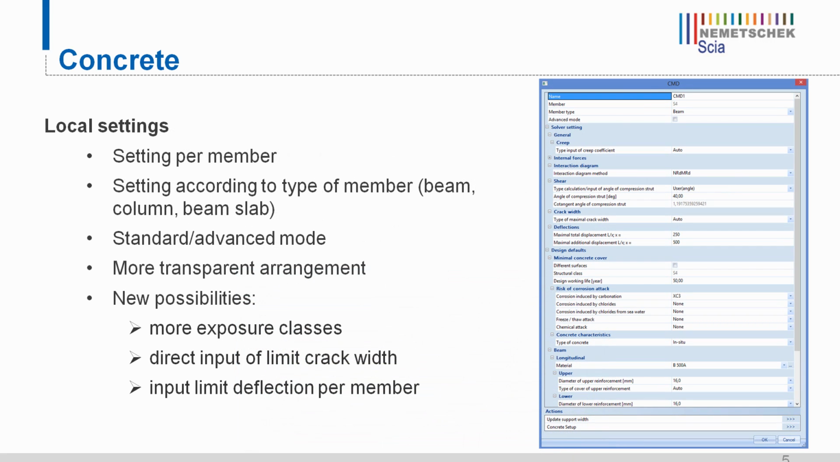You can also define some local settings, so here you can override settings per member, and they are according to the type of member, so for the beam, column or beam slab. And here you can also see this in a standard or advanced mode. So this is the same as for the old concrete, but now you have also a more transparent arrangement, and there are also a few new possibilities like more exposure classes, direct input of limit crack width, and input for the limit deflection per member.